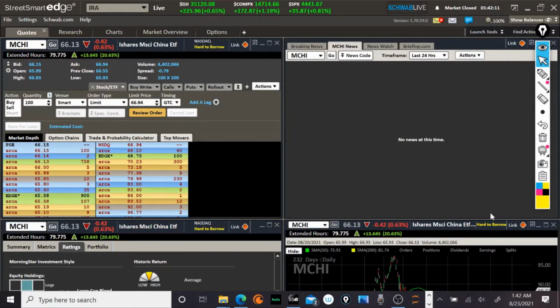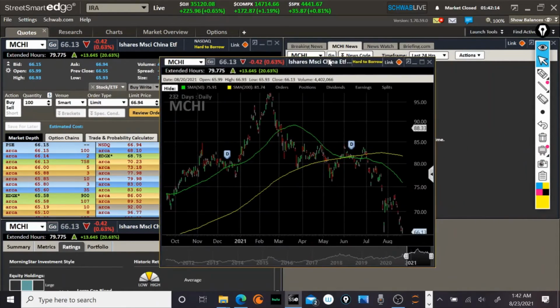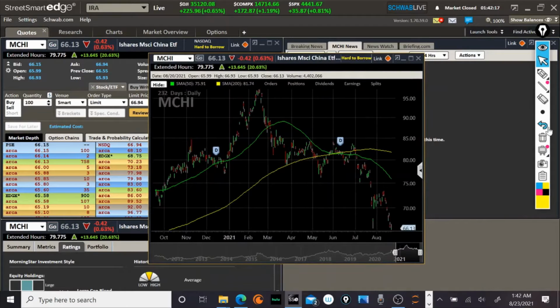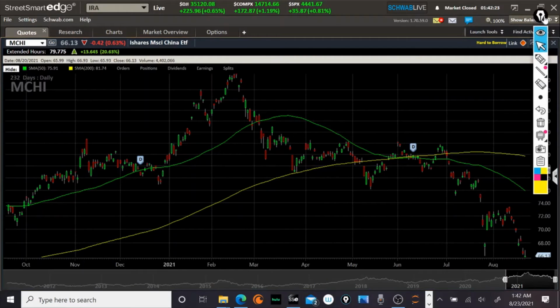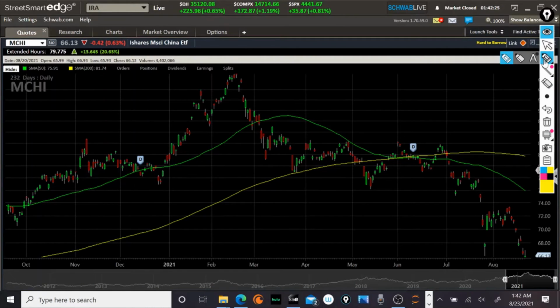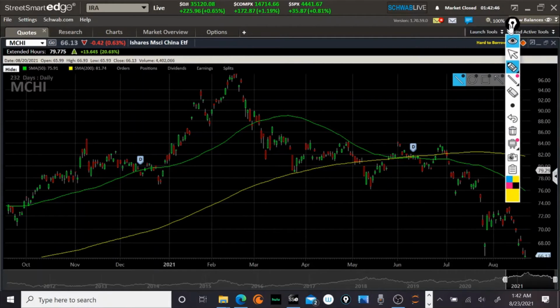Now, I'm going to go ahead and pull up this chart here and show you why I'm interested in buying this ETF. So China's been going through it lately, and in the last week they had some regulations come out on certain companies that looks like it might be bad for them. And so the ETF has dropped considerably in the last week from $74 to about $66. So I'm going to use this opportunity, because China is a world power, it's a powerful country. I'll use this to get some international exposure and get some China exposure in my portfolio.